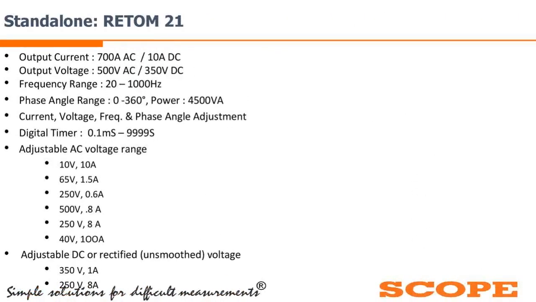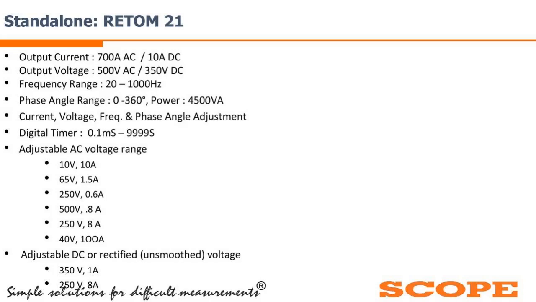Then the standalone RETOM 21, the single instrument, has the capacity to inject output current up to 700 ampere AC and 10 ampere DC, output voltage 500 volt AC and 350 volt DC, frequency range 20 to 1000 hertz. Similarly, phase angle measurement range 0 to 360 degree, and maximum power 4.5 kVA.